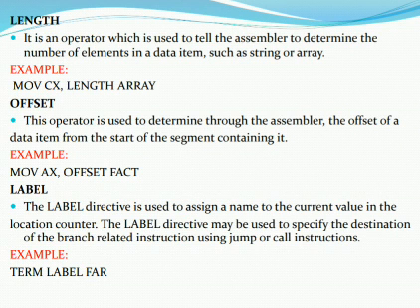And the next directive is LABEL. This particular directive is used to assign a name to the current value in the location counter. That is, the label directive may be used to specify the destination of the branch related instruction using jump or call instructions. See the example TERM LABEL FAR. For giving a particular name to the segments, this type of label directive is used.